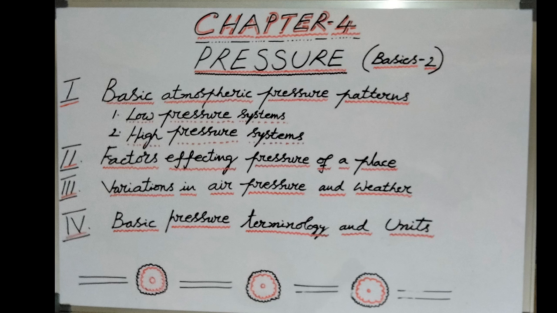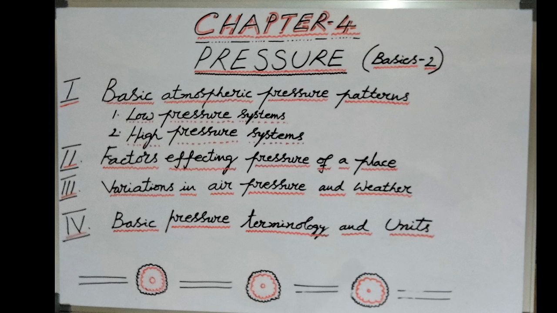Now, after trying to understand the basic pressure patterns, low pressure systems are cyclones, high pressure systems are anticyclones, and the differences between cyclones and anticyclones, we try to understand factors affecting pressure of a place. The atmospheric pressure is extremely complicated and varies widely on the globe.